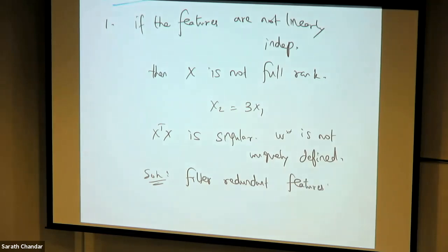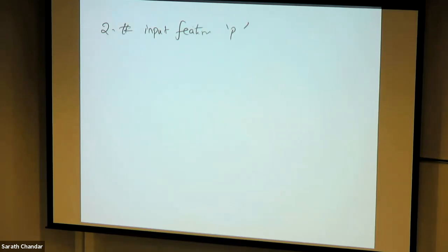Now the second issue is we can have rank deficiencies when the number of input features P exceeds the number of data points. This is not a very normal scenario, because often we have a lot of data, right? But there are sometimes when the number of input features P is greater than the number of examples N. In this case, you're going to have rank deficiency, and hence you'll have the problems like before.